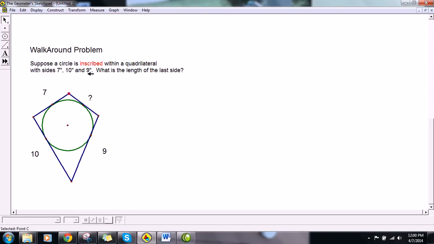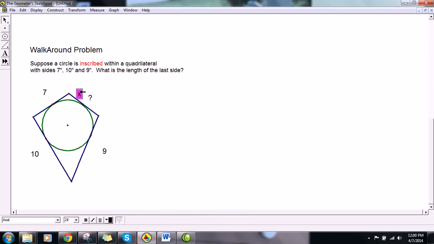So here's what we can do. This is called the walk-around problem, and one way to do it is using the two-tangent theorem. So what I'm going to do is start with this whole side. I'm looking for this whole side. I know that's 7, that's 10, that's 9. And so I'm going to call part of that x. I'm going to call this piece up here x.